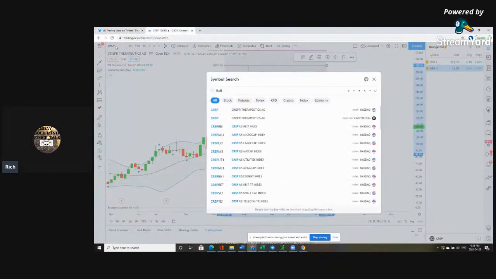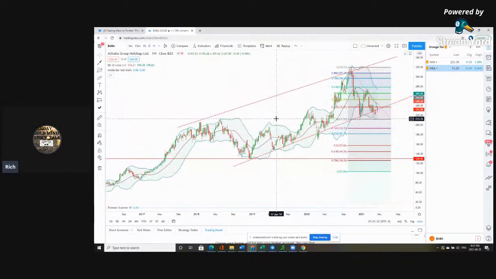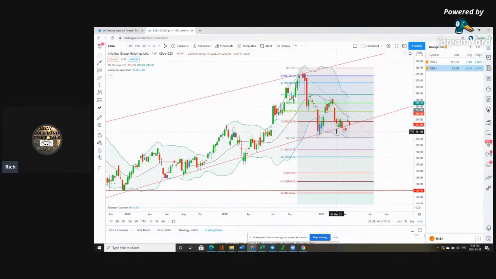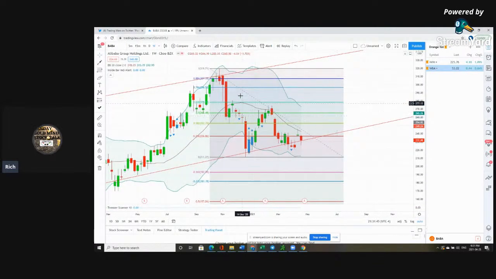BABA. Yeah, so BABA right now, I drew this trend line a while back, and BABA is just hugging this trend line. So as long as it can stay and hug this trend line and stay somewhere in this area, it's going to continue to consolidate. BABA is going to take some time to consolidate because of this news event that happened.